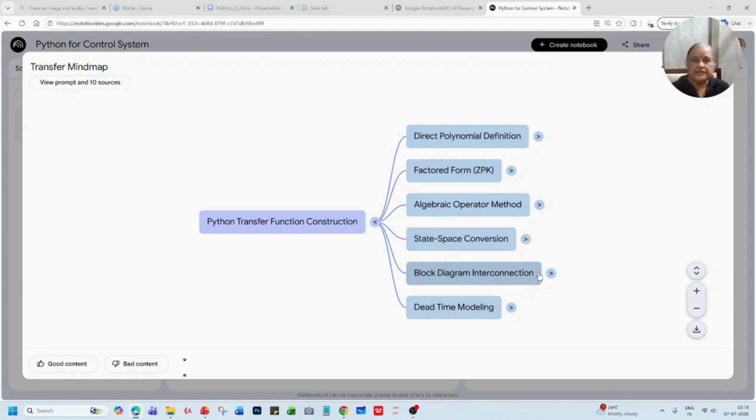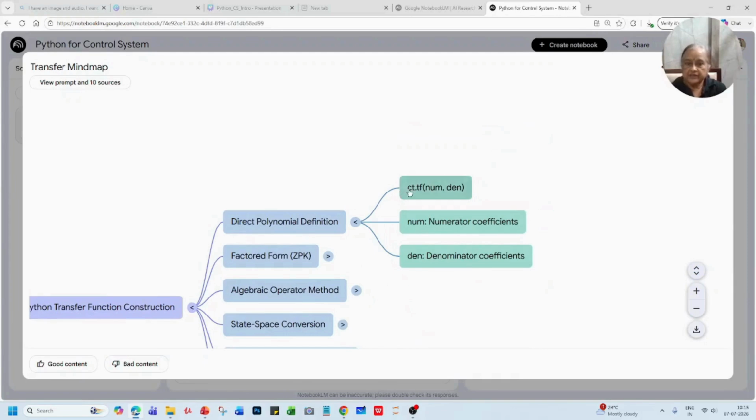How to model the transfer function in Python. It can be modeled or constructed by various methods depending on how the equation is available. So the first method is by direct polynomial definition.